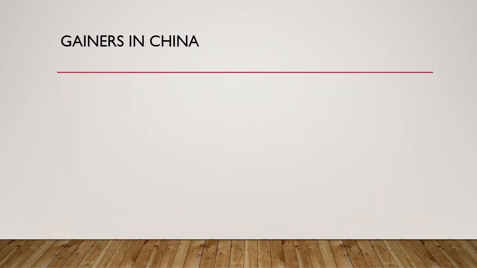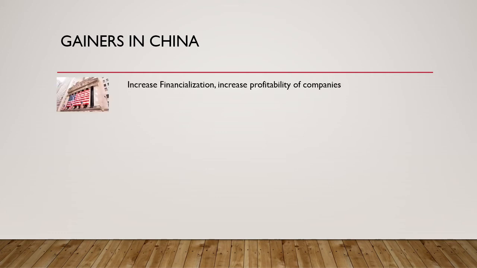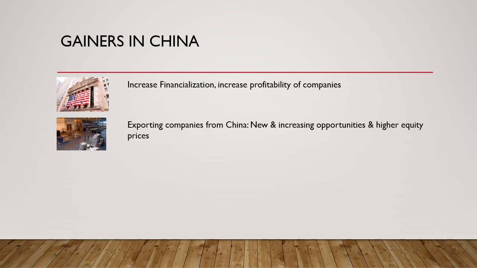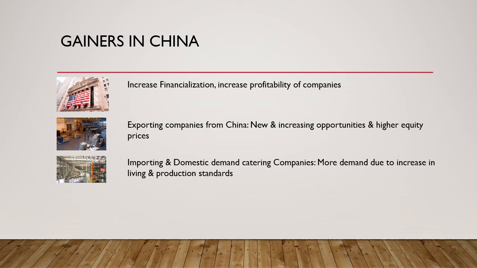Now let's take a look at what happens to the players in China. Of course, the financial institutions have gained like before. Now the companies which are exporting goods to the US, obviously it's a new business for them. The opportunities are great. Equity prices are shooting up. It's a great time for them. Also, the companies who are importing goods from US, they are getting newer opportunities. Companies who are producing goods for the domestic markets of China, their market is gaining new grounds, and it's a great time for even them as well.